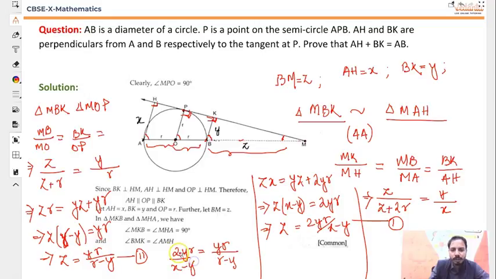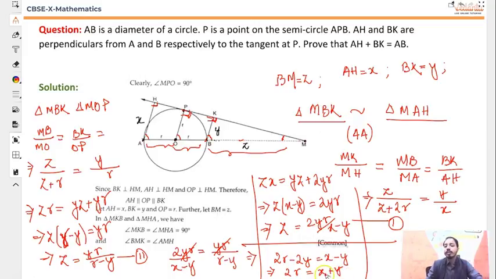So now YR and YR cancel. From here, I'll get 2R minus 2Y is equal to X minus Y. So from here I will get 2R is equal to X plus Y. So now what is 2R? 2R is AB. And what is X? X is AH. And what is Y? Y is BK. So from here I get that X plus Y is equal to 2R, or in other words, AH plus BK is equal to AB.